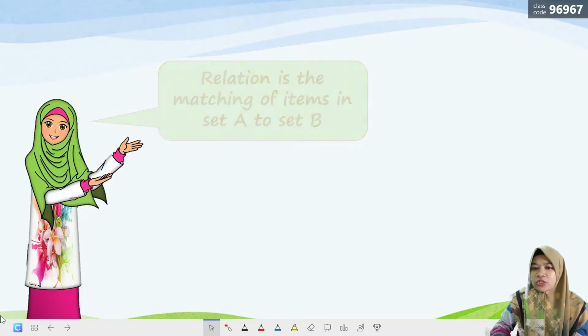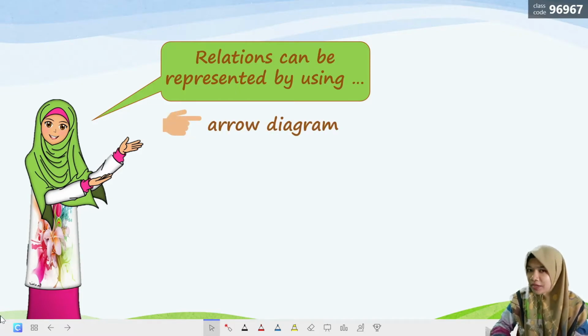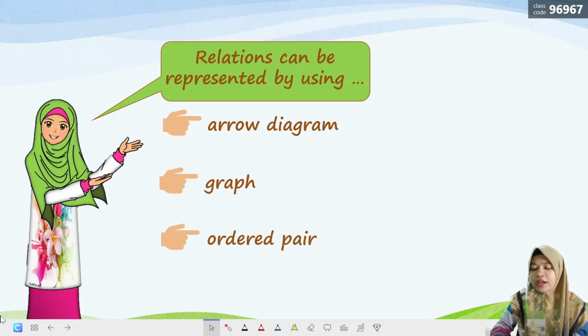So a relation can be represented by using three methods. Three ways to represent the relation. First is by arrow diagram. What is an arrow diagram? Later we will see. Then graph and ordered pair. So there are three ways to represent a relation. What is an arrow diagram? Actually cikgu already showed the arrow diagram in the earlier example.